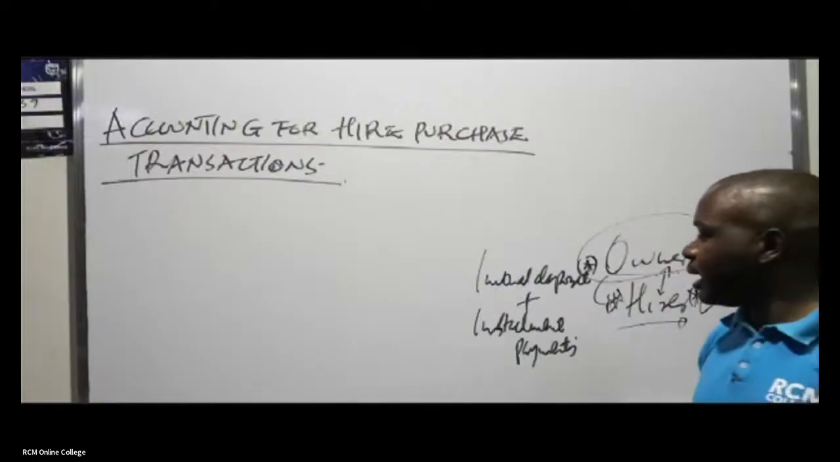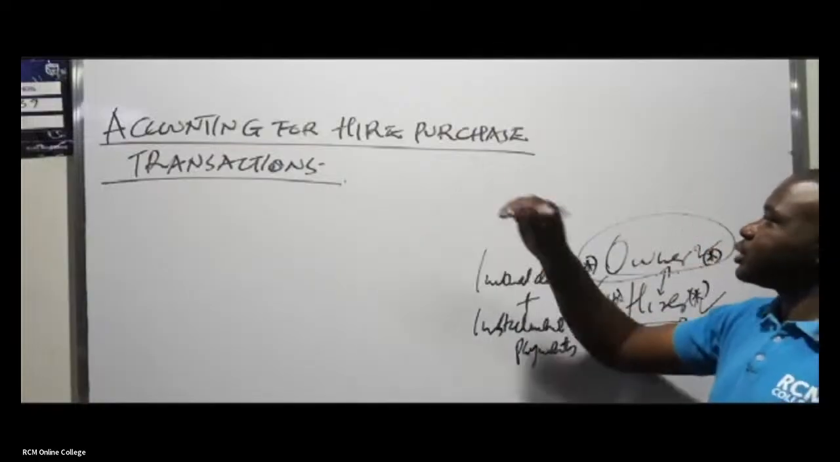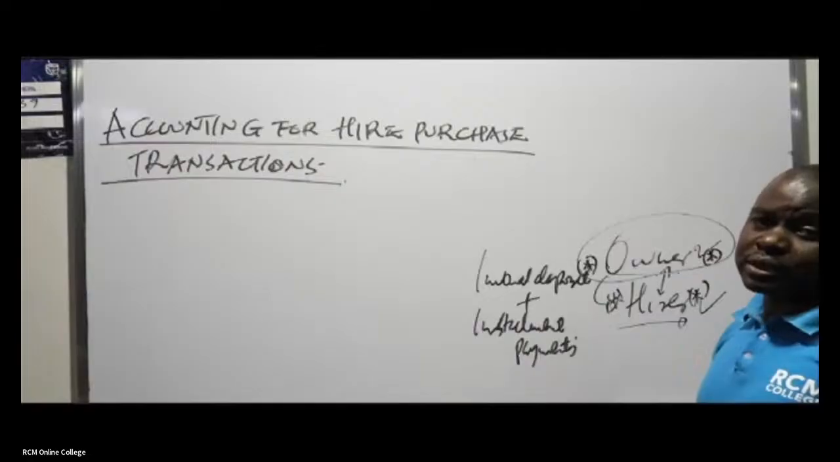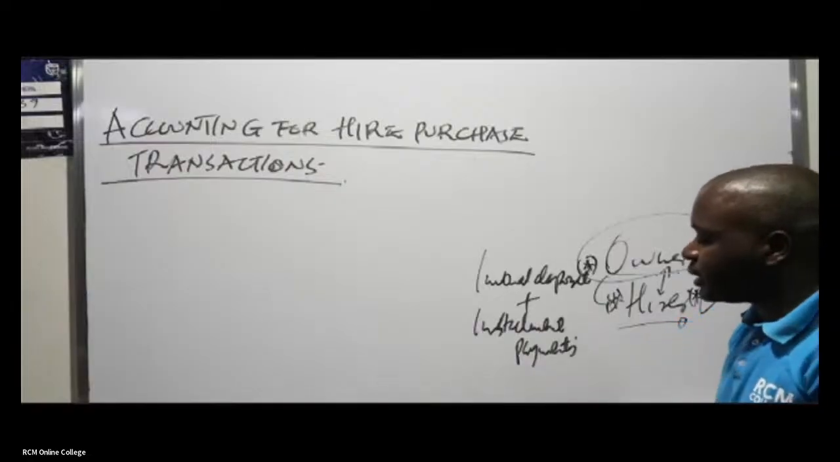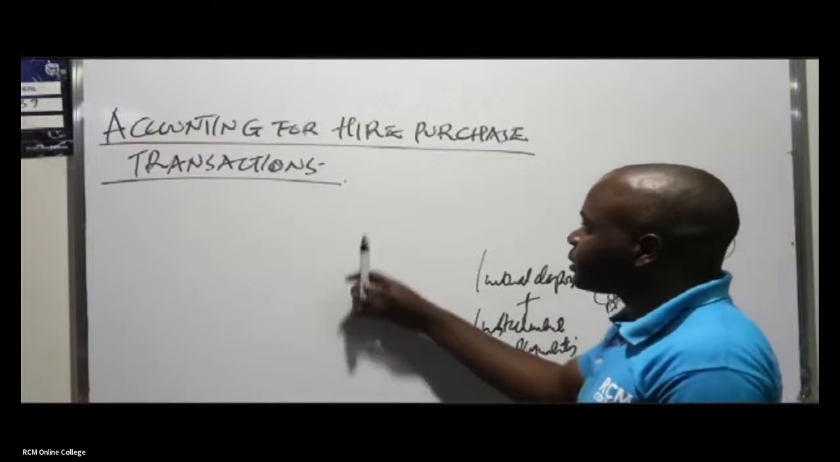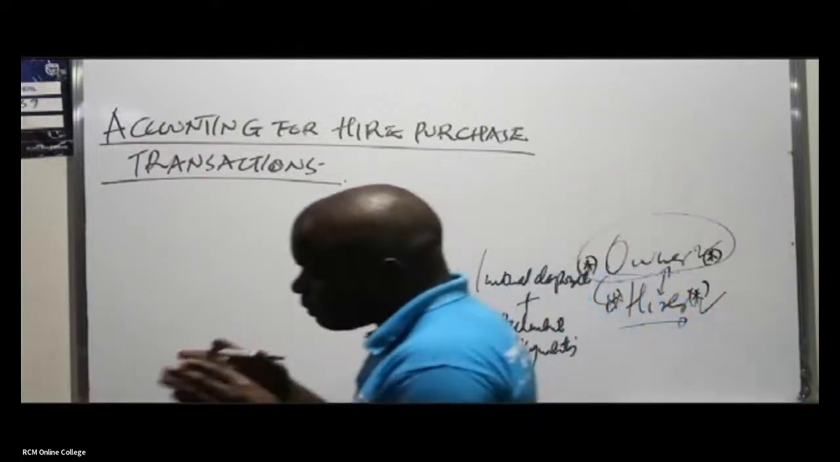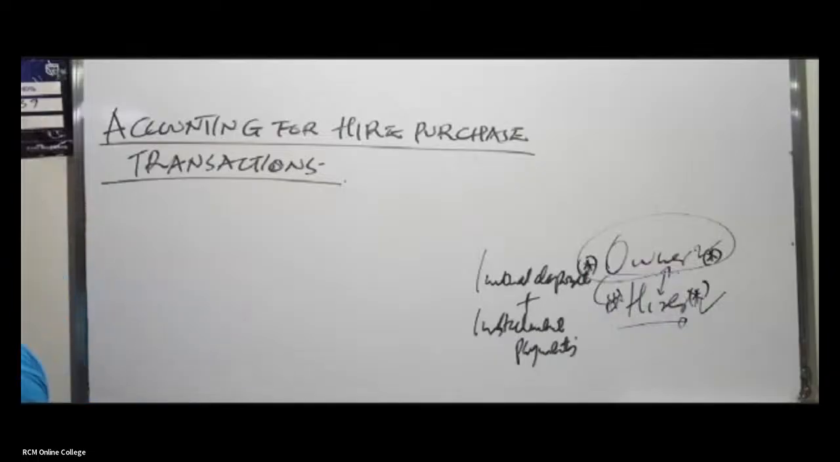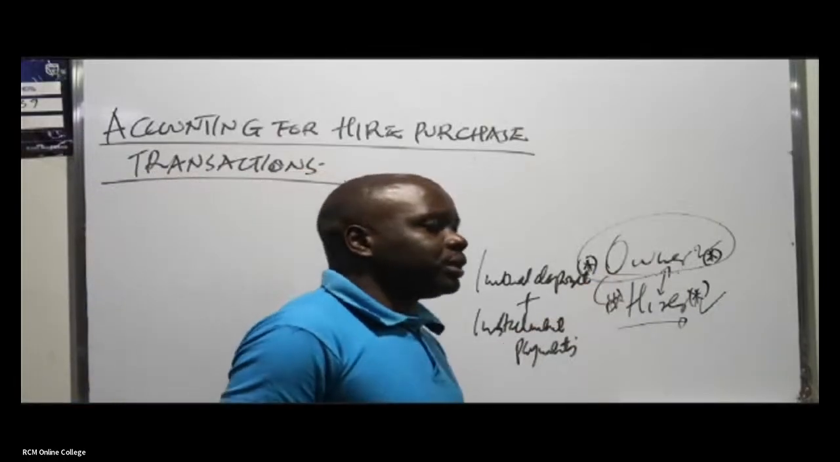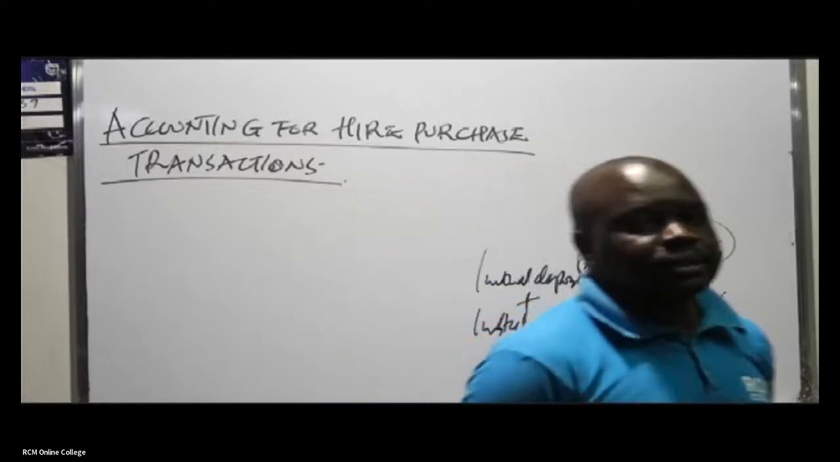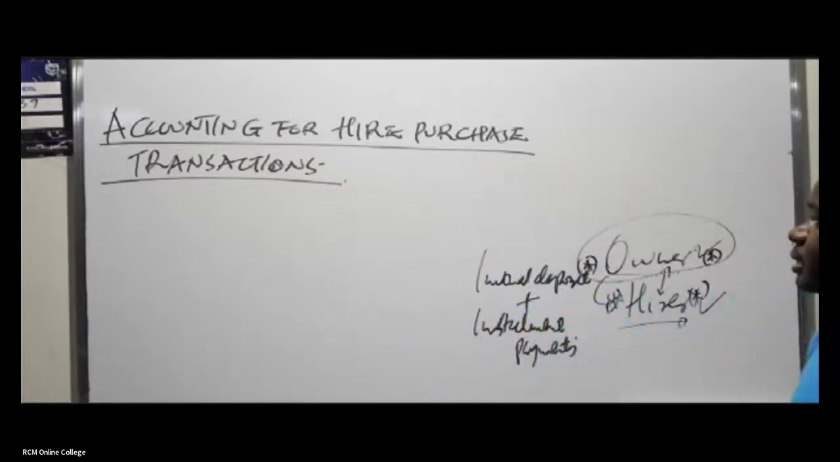If you have someone dealing with hire purchase transactions, maybe he also has cash transactions. He sells on a cash basis, and sometimes he sells on a hire purchase basis. How can he account for these hire purchase transactions in his books? There we will see the accounts that are supposed to be maintained by the owner when involved in hire purchase transactions. That should be the takeaway home point.